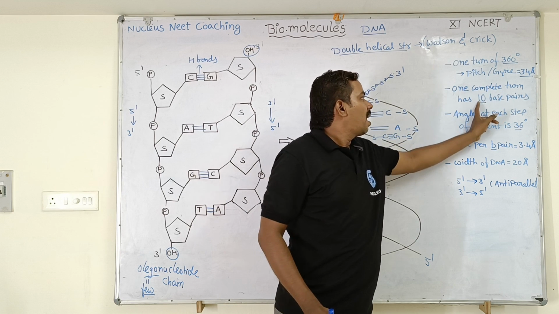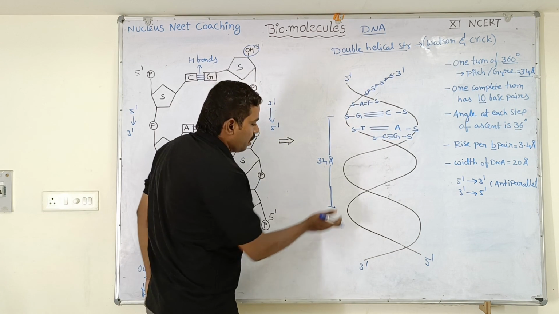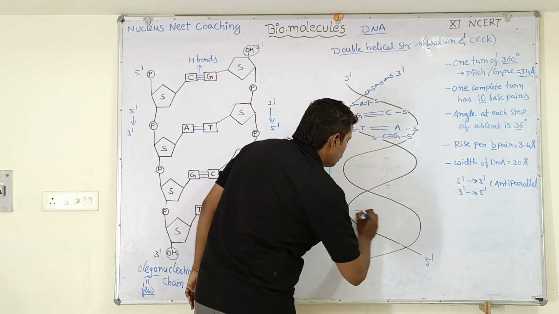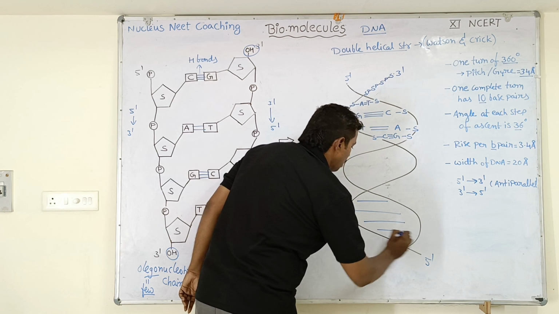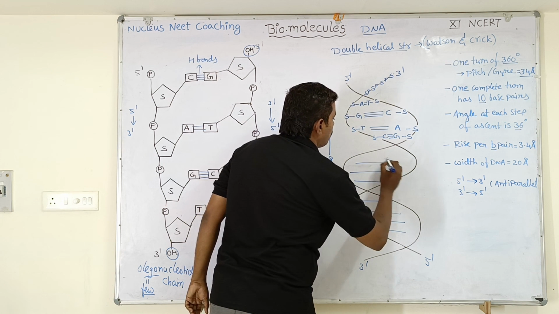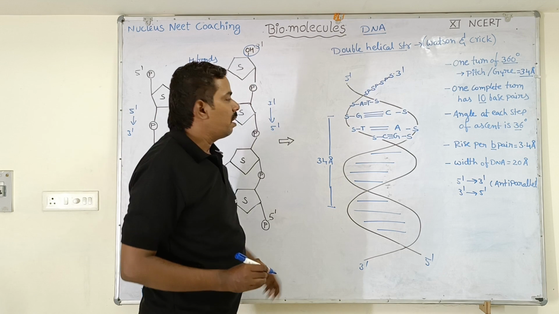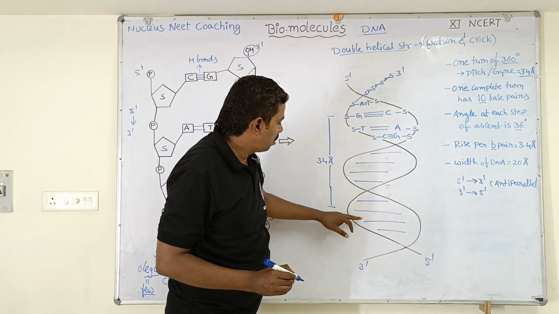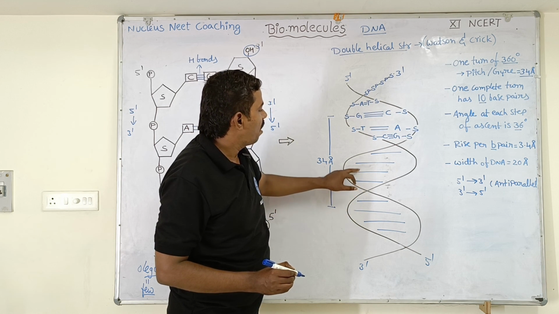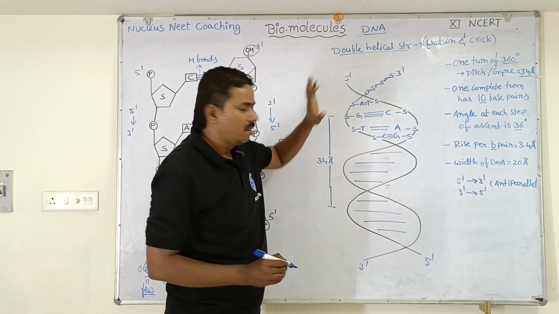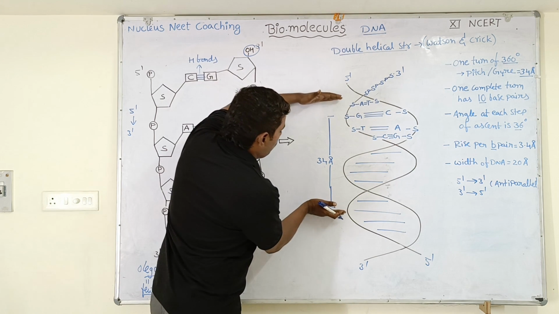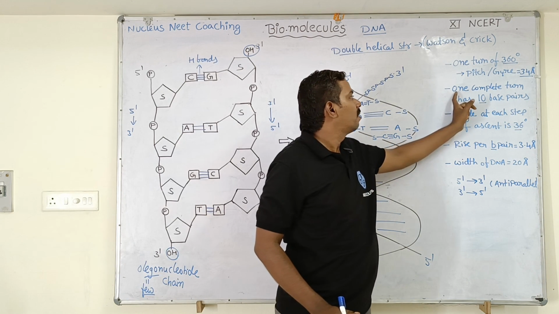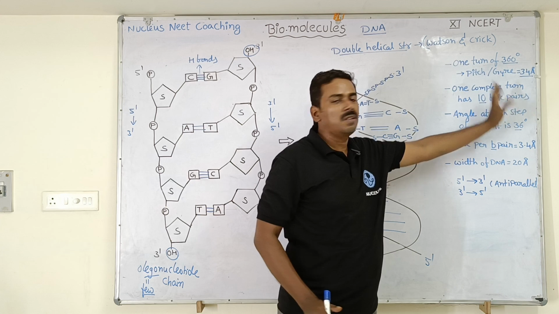One complete turn has 10 base pairs. So from here to here, if you estimate the number of base pairs, approximately it will be about 10 base pairs. Let us count 1, 2, 3, 4, 5, 6, 7, 8, 9, 10. So there will be 10 base pairs in this distance of 34 Angstroms. That is what I have written here: one complete turn has 10 base pairs.